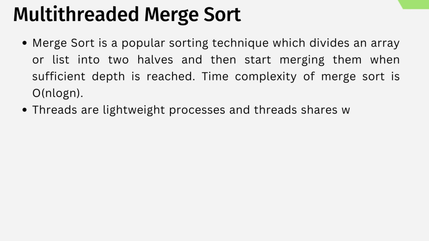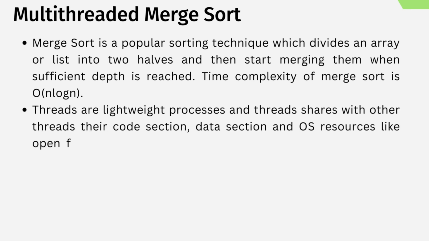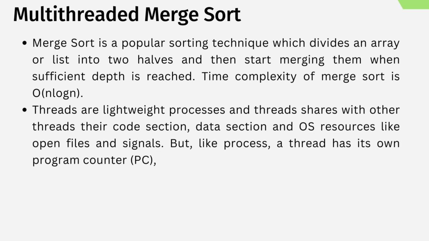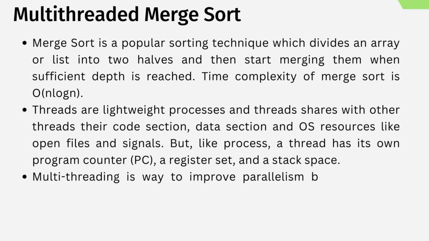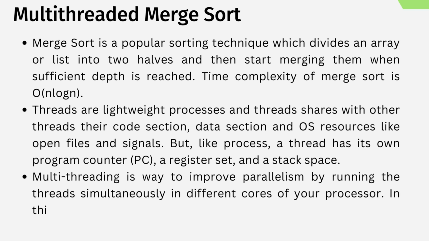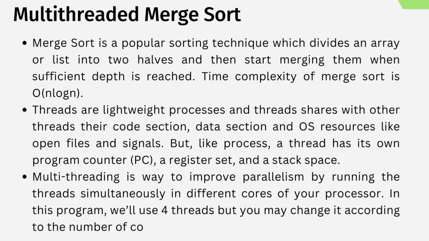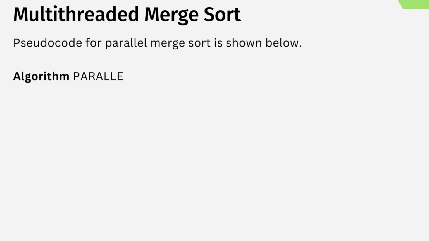Threads are lightweight processes, and threads share with other threads their code section, data section and OS resources like open files and signals. But, like a process, a thread has its own program counter (PC), a register set, and a stack space. Multi-threading is a way to improve parallelism by running the threads simultaneously in different cores of your processor. In this program, we'll use 4 threads, but you may change it according to the number of cores your processor has.